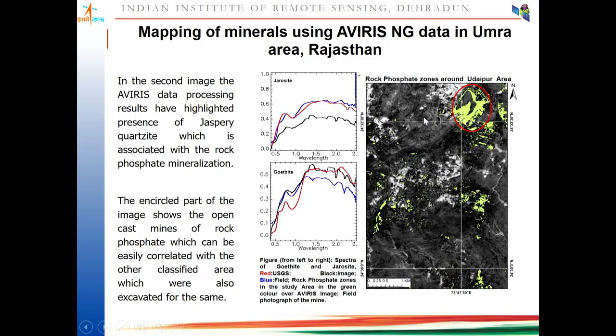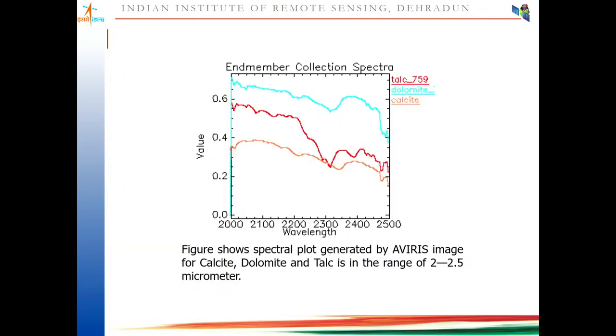Now in this area, this is an open cast mine of rock phosphate. This is called Matoon mine, close to the southeast of Udaipur. So in this mine, we have been in the field, as I have shown you in the previous slide. We were there in the field and we have collected the spectrum of a few of the exposures in situ. The in situ spectra were collected simultaneously with the image acquisition time.